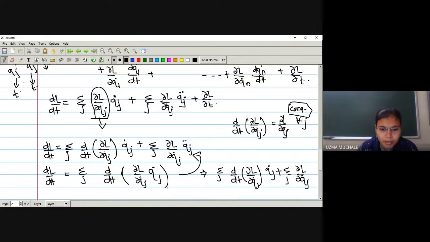Now we have to take the derivative of the second term. What is the second term? Qj dot. What is the derivative of Qj dot with respect to t? It will be Qj double dot.